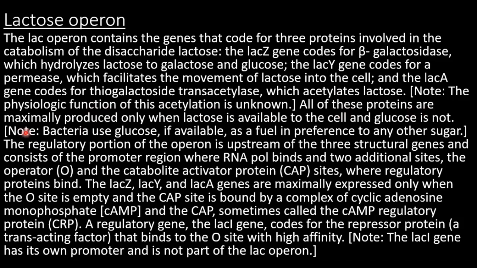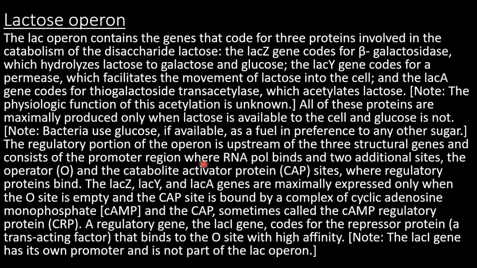All these proteins are maximally produced when lactose is available to the cell and glucose is not. So please understand that first. Now, bacteria use glucose, if available, as a fuel in preference to any other sugar. Please also understand that they will choose glucose over any other sugar. Even if you give them maltose or arabinose, they still choose glucose.